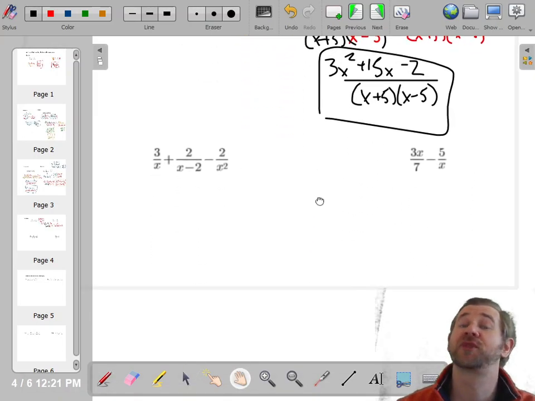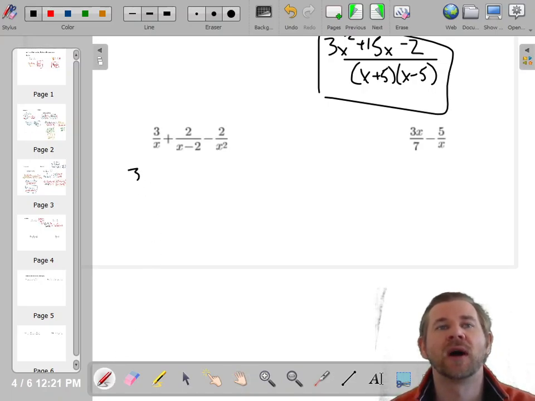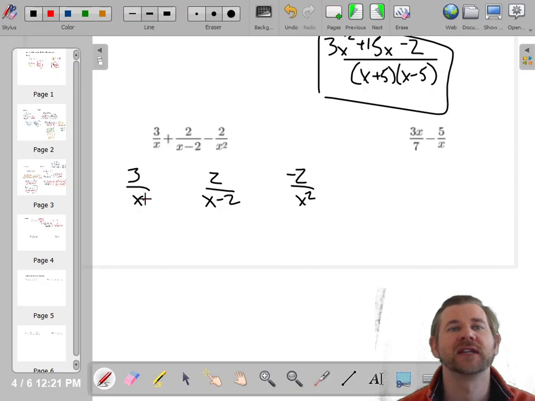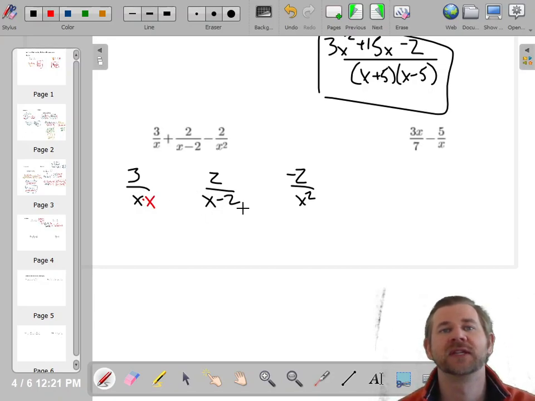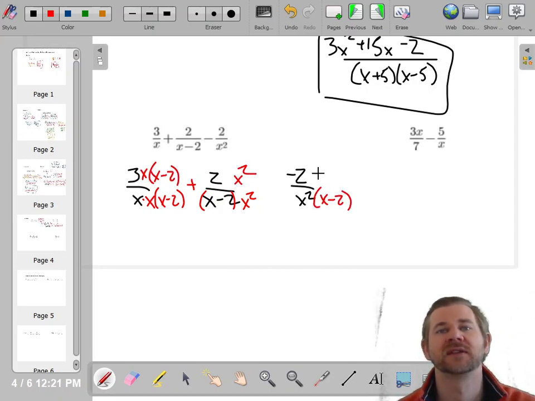Okay. Now, this one has 3 terms. We haven't done one that has 3 terms, but it's the same game. So I'm going to show you this is 3 over x, this is 2 over x minus 2, and this is negative 2 over x squared. So let's see. This one definitely needs an x, and this one needs an x squared. So this has x squared, it needs an x minus 2. So x times x minus 2. This one just needs an x squared, and this one needs an x minus 2.